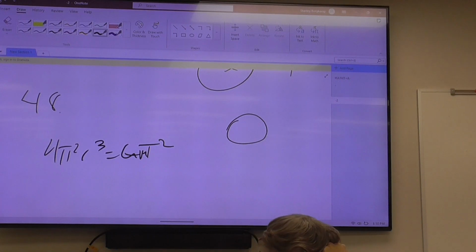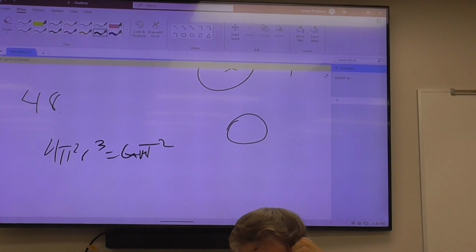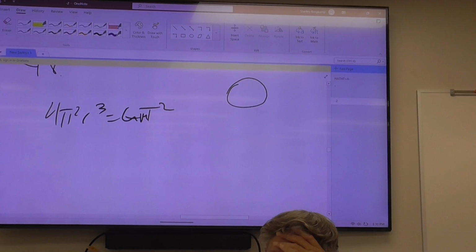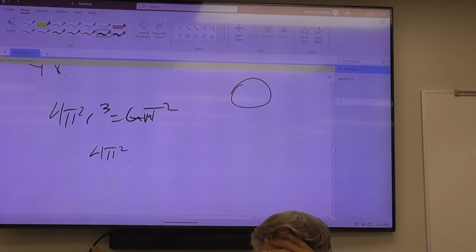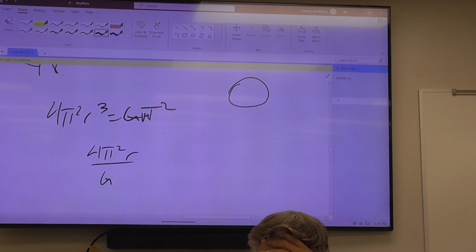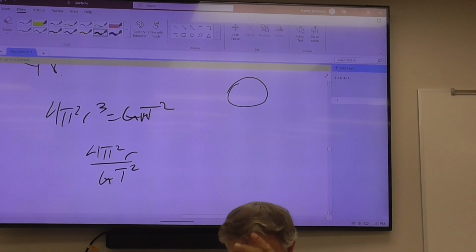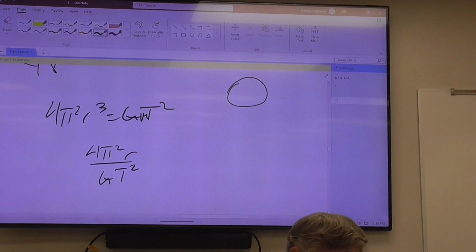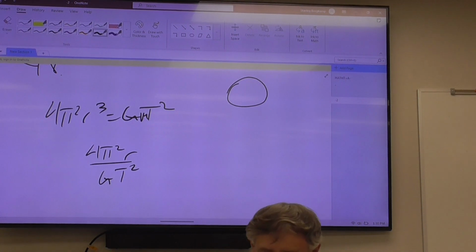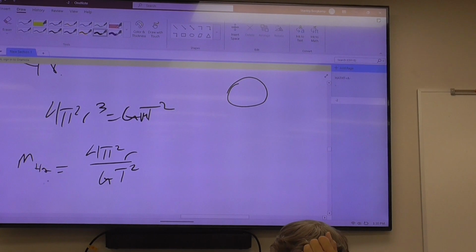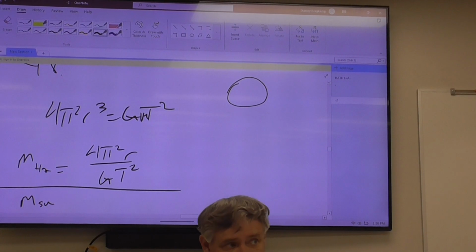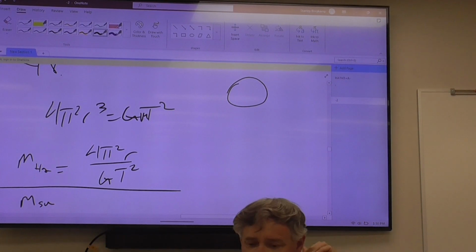So, here's the story. On 48, this is how this is going to play out. If you solve this for mass, you've got 4 pi squared r cubed over big G t squared. You're asked to find the ratio of the star's mass to our sun's mass. So this is going to be the mass of the star for Hg divided by the mass for our sun. Okay? That's the ratio that you want to find.